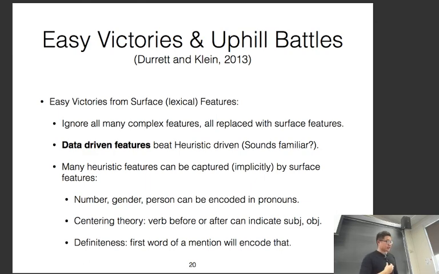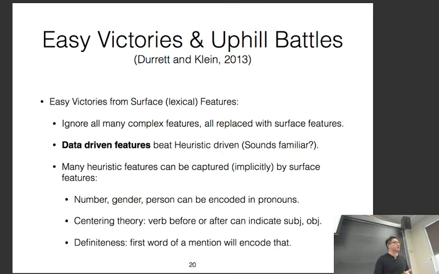So why do they say easy victories? They say this is easy victories because they only use surface lexical features. They ignore all complex features and replace all of them with surface features. Here are some examples. Most of the previous systems have a number and gender compatibility feature: whether the numbers are the same, whether they are both plural, or whether they are both female. Here they say that this can already be encoded by the pronouns and by the form of the word. They don't really need to design a feature for that.